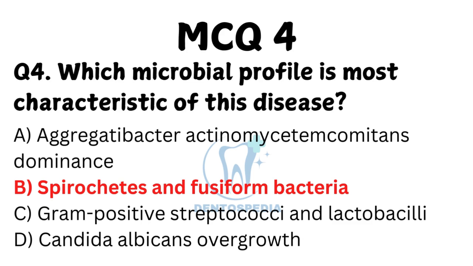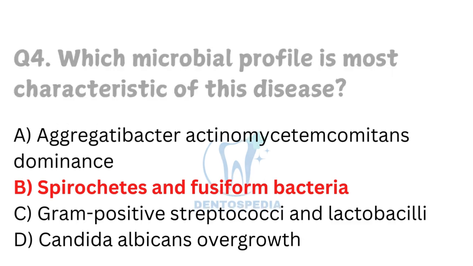Now for the distractors. A. Aggregatibacter actinomycetemcomitans is linked to localized aggressive periodontitis, not NUG. Gram-positive streptococci and lactobacilli are typical of healthy plaque or caries, not necrotizing conditions. Candida albicans overgrowth produces candidiasis, not NUG.